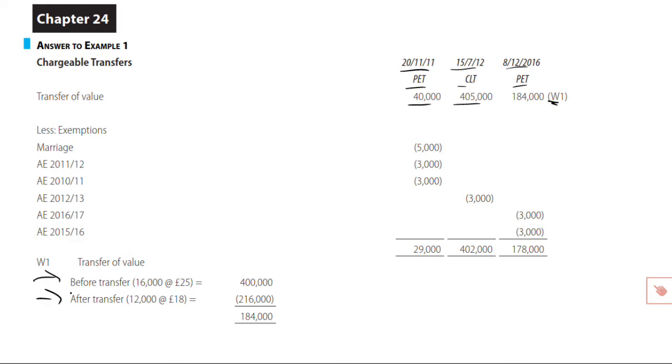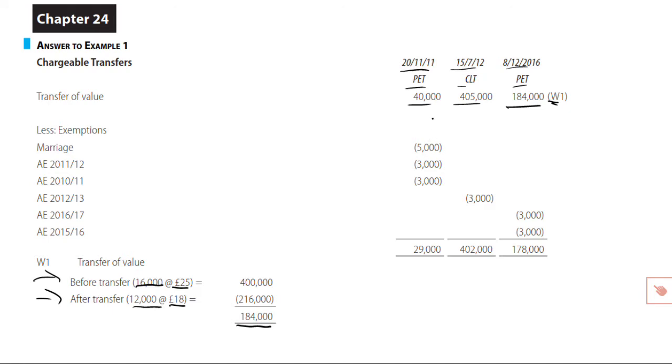Here's your calculation of the transfer of value. What did our hero have before the transfer? 16,000 shares. That represented an 80% shareholding, and that carried a £25 per share price. He gave away 4,000 shares, so after the transfer had 12,000 shares. That was a 60% shareholding, and that carried with it an £18 per share price. So that therefore gives us a transfer of value of 184,000. In it goes. We'd already marked on our question page, as it were, there. You'd have jotted it down as you read the question, of course, in terms of your exercise there.